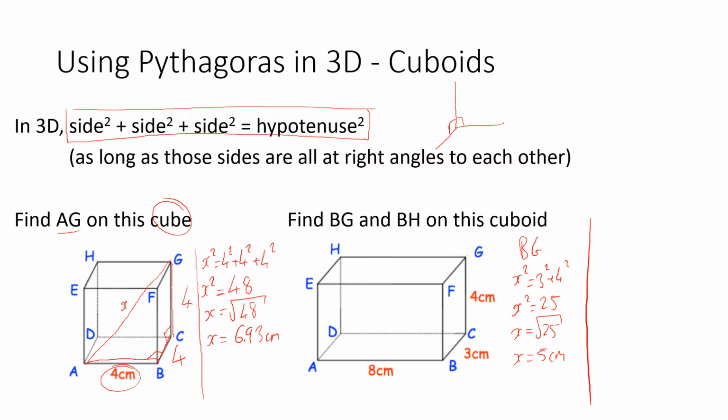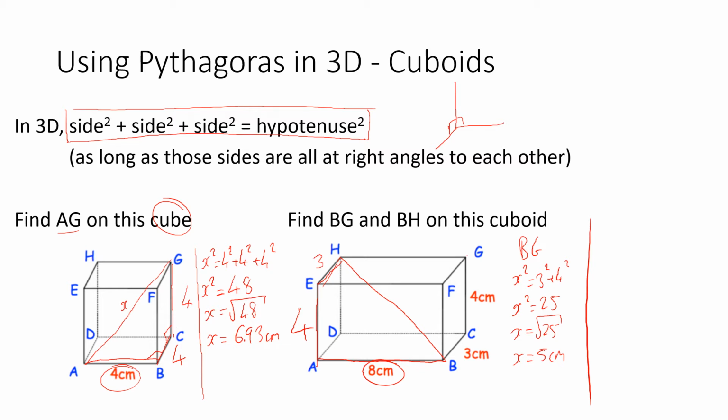But what about BH? Well, BH is going all the way from up here down to here. And that's going to be using 3 sides. We have to go all the way across from A to B. We have to go all the way up from A to E. And we have to go across from E to H. Now, for those side lengths, we've got 8 here. The height of this cuboid is 4. And the depth of this cuboid is 3.